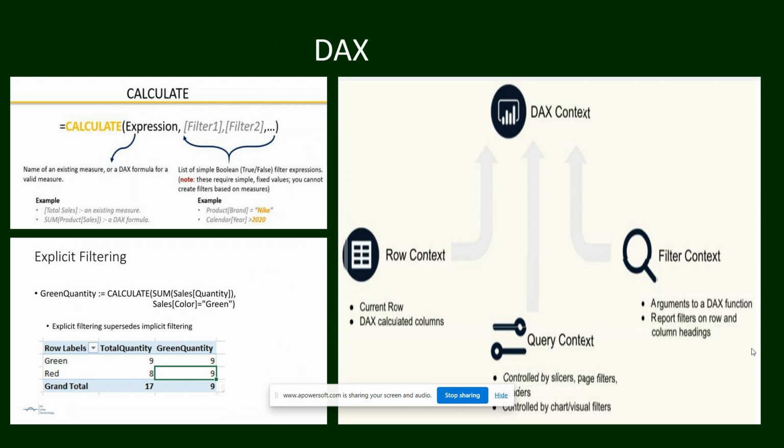And the expression which you can apply is either a measure or an aggregate measure. And the filter that you apply is on your dimension value, let's say product brand, or calendar year greater than 200, or maybe a Boolean. And there is one more thing, which is called an implicit filter and an explicit filter.